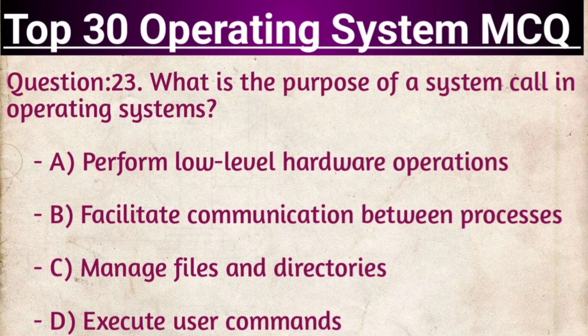Question 23. What is the purpose of a system call in operating systems? A. Perform low-level hardware operations. B. Facilitate communication between processors. C. Manage files and directories. D. Execute user commands. So the answer is B. Facilitate communication between processors. So we are moved towards our next question.